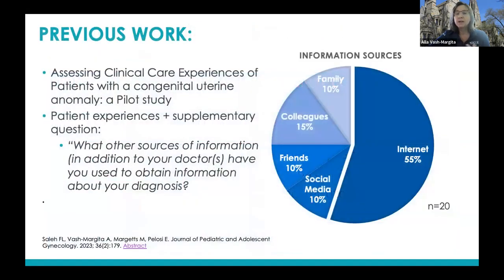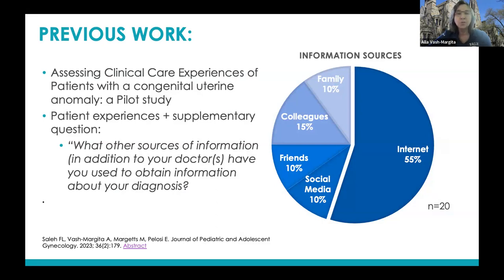And so as we're taking care of our patients, we undertook this study, which is a pilot study, and so far has been published only as an abstract. Dr. Margetts is part of this study. We conducted a survey asking our patients various questions, namely trying to elucidate their experiences of how we as clinicians take care of them.